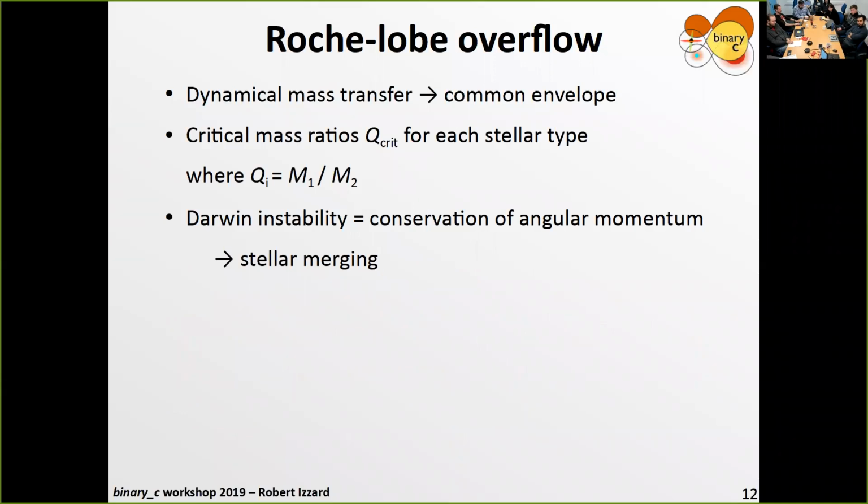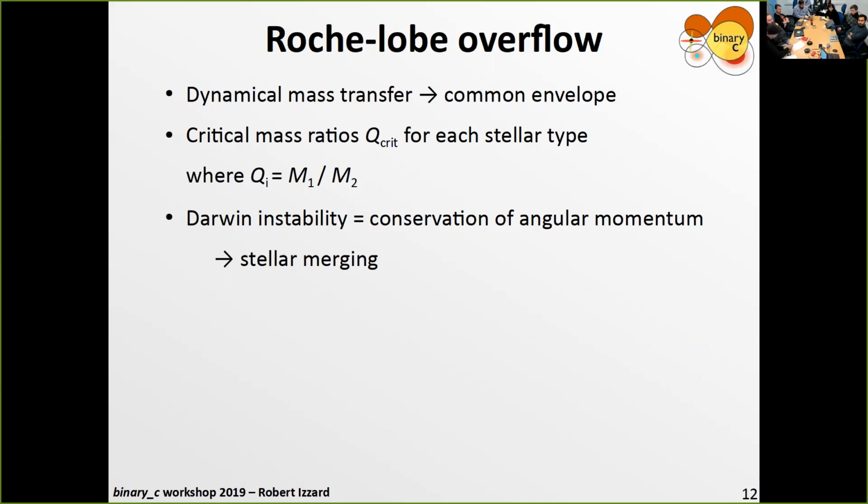We also have tests in the code for dynamical mass transfer. That is when the mass transfer becomes unstable. For example, if you have a common envelope, it forms often because the red giant is transferring the material. You remove material from a red giant, it gets bigger, which increases the mass transfer rate, which means you have more mass transfer and it goes in a positive feedback loop. We do this based on critical mass ratios. There are different critical mass ratios for different stellar types.